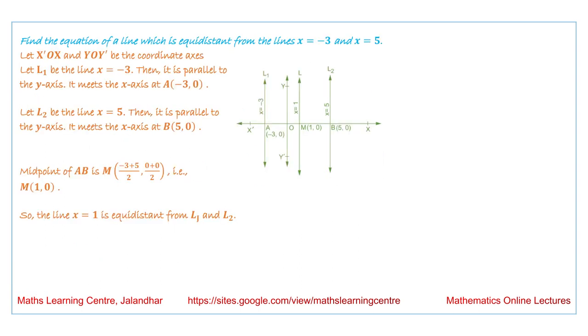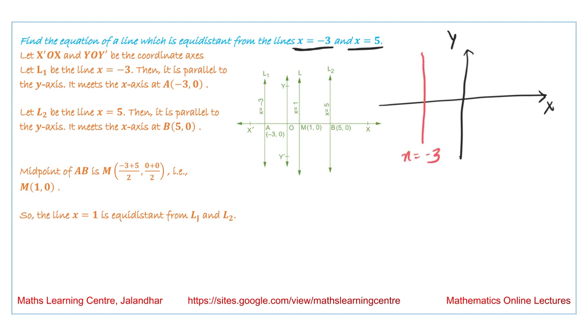Now, the next question we have is, find the equation of a line which is equidistant from the lines x is equal to minus 3 and x is equal to 5. So these are the two lines given to us. This is the x axis and the y axis. We are talking about two lines. One is the line x is equal to minus 3, this is line L1, and there is another line, L2, which is x is equal to 5. So we are talking about a line that is equidistant from both these lines.